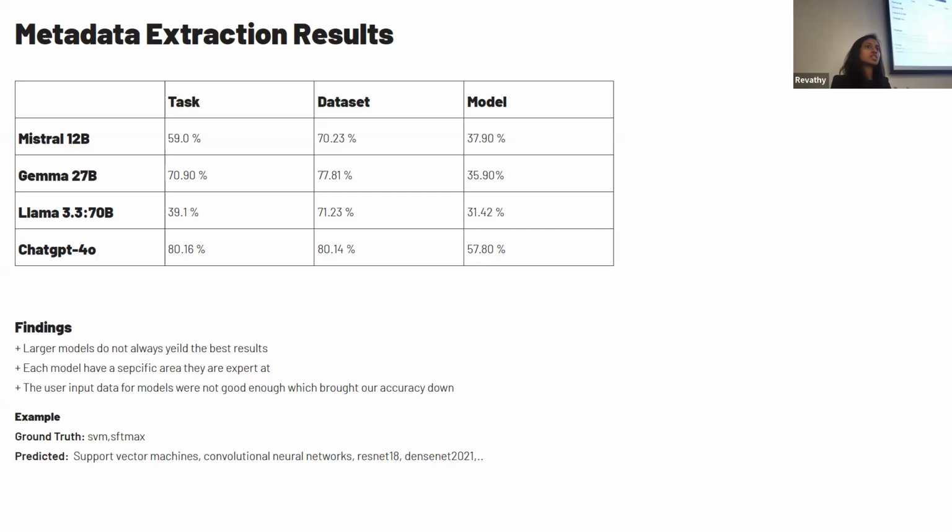That's majorly because the information entered by the users themselves is of somewhat poor quality. For example, in the ground truth for models, this is one example: SVM, SFT max, and I believe that is softmax. When the model predicted, these were the list of results given by the large language model, and each of these outputs is present in the input paragraph when I verified. So the model is doing well, but we probably have to come up with approaches in the future to deal with poor input data quality itself.